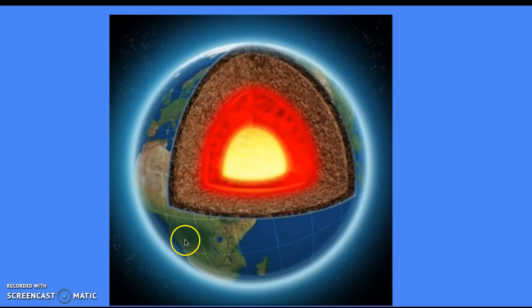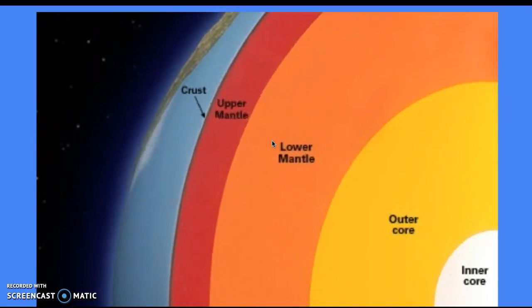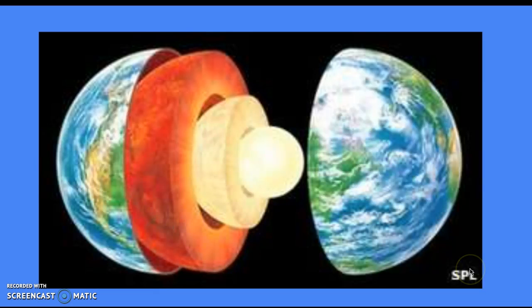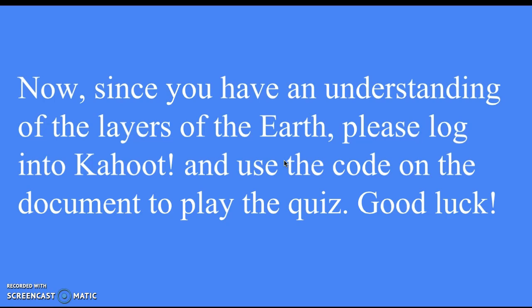You have the crust, the mantle, the outer core, and the inner core. So here's another example: the crust, the upper mantle, the lower mantle, the outer core, and the inner core. And here's just another example, so this would be the core. So simply put, that is the layers of the Earth.